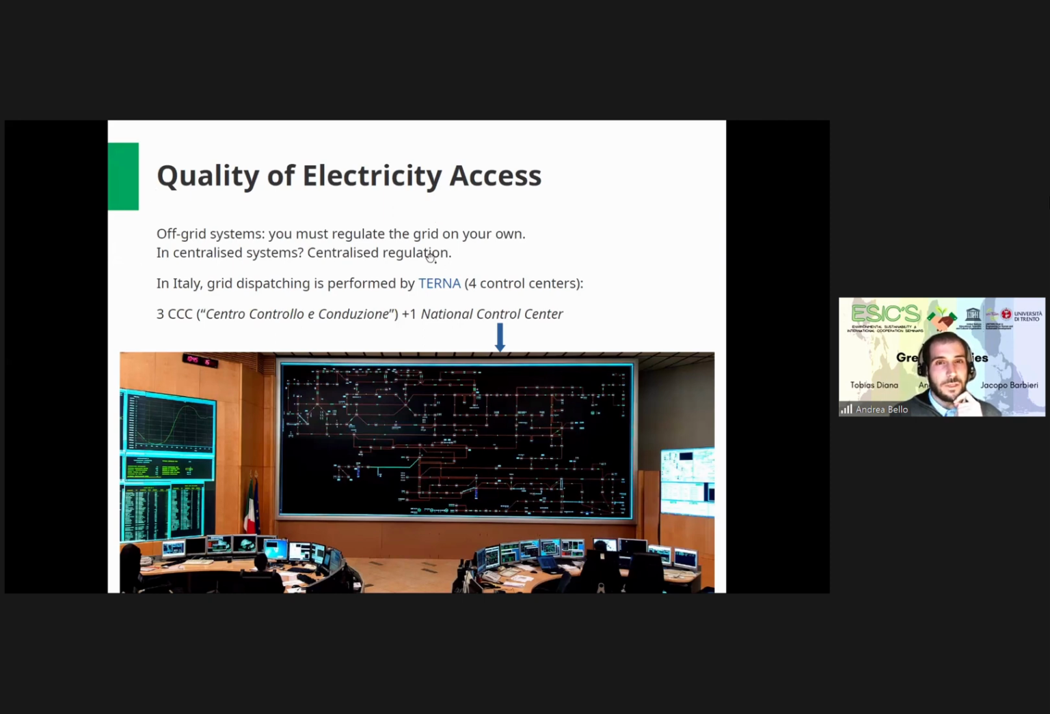So how can we perform this regulation? In off-grid systems, you are alone, and so you must regulate your own grid. In a centralized system, you have a central control. Here in Italy, we have Terna, which is the transmission system operator of Italy. And of course, they have a super technological control center, and actually they are doing a really great job.